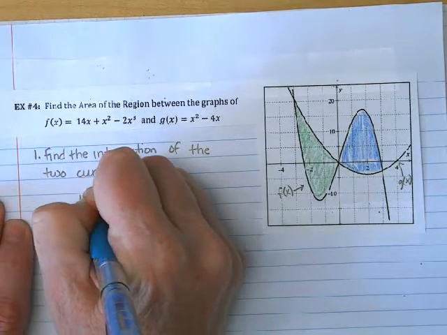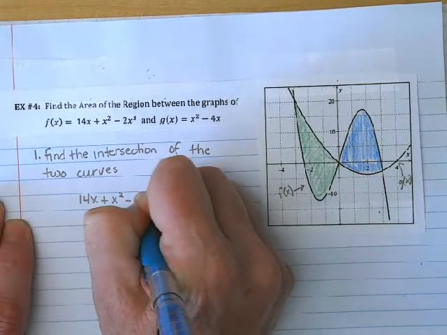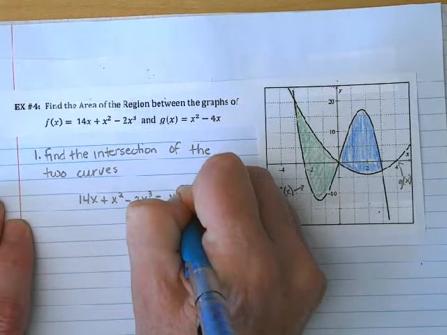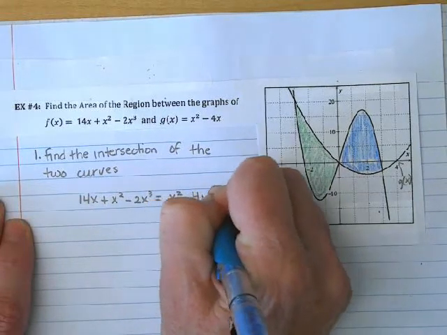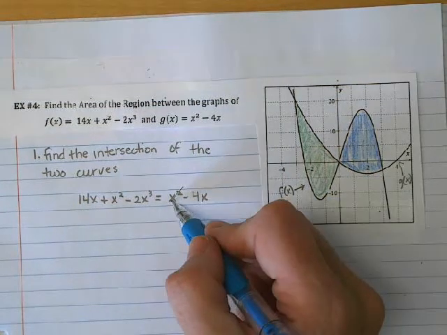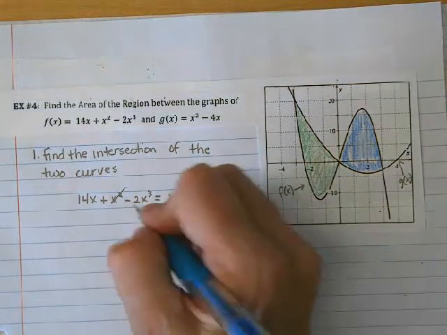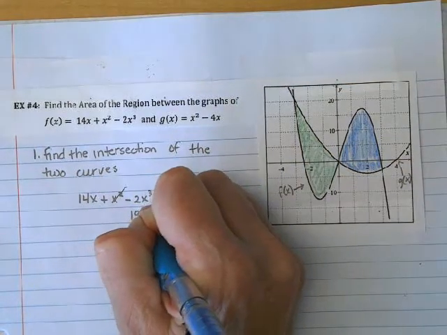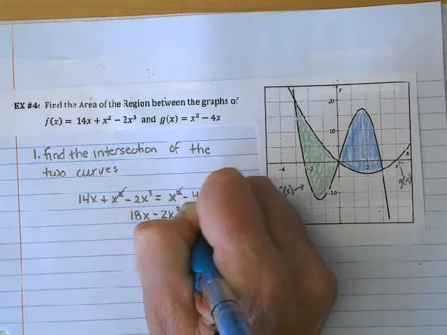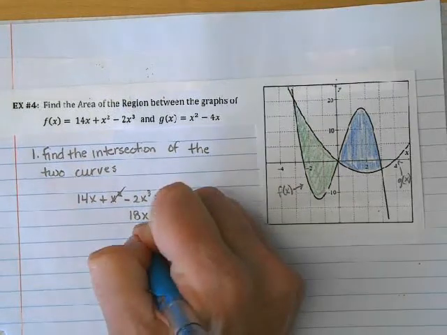So I'm just going to write 14x plus x squared minus 2x cubed equals x squared minus 4x. Okay, so let's see. Those are going to cancel out. I'm going to get 18x minus 2x cubed equals 0. I'm going to take out my GCF.